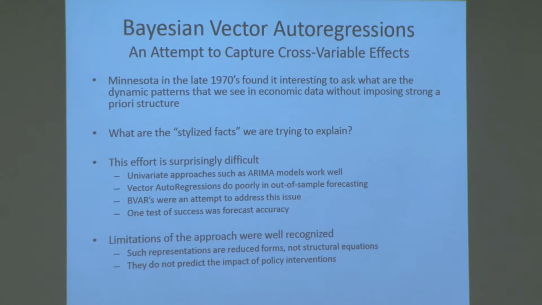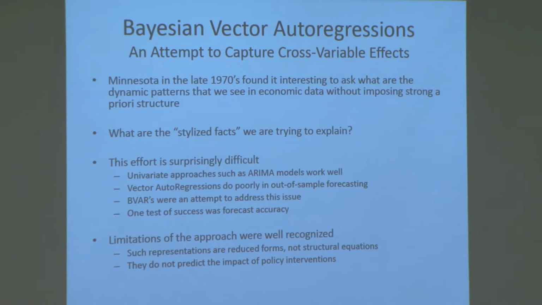And so my advisors, Tom Sargent and Chris Sims, who last year, by the way, won the Nobel Prize in economics, encouraged me and others to think about relying as little as possible on economic theory and trying to just estimate what the stylized facts are in the data with respect to the dynamic interactions of economic variables. It turned out that was a very difficult effort.